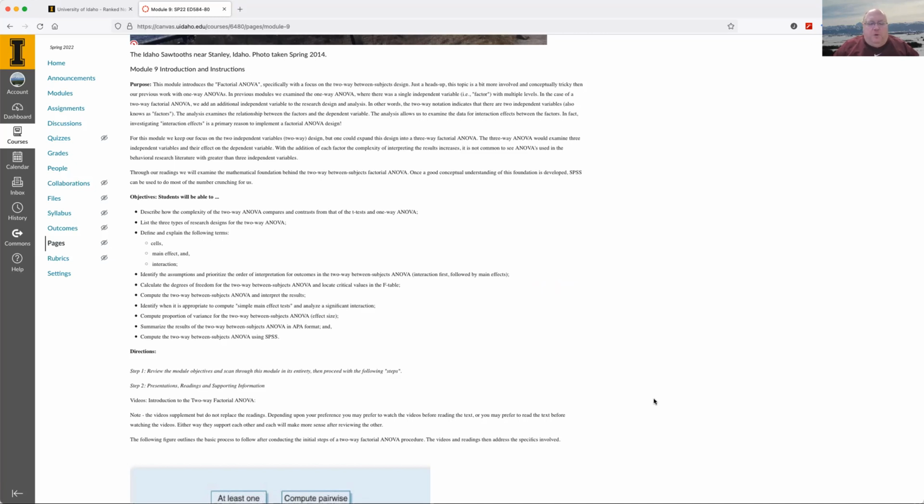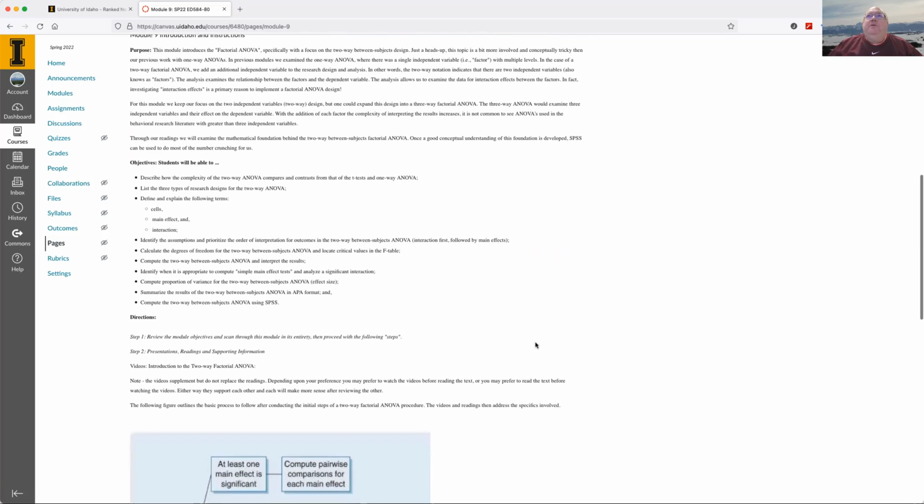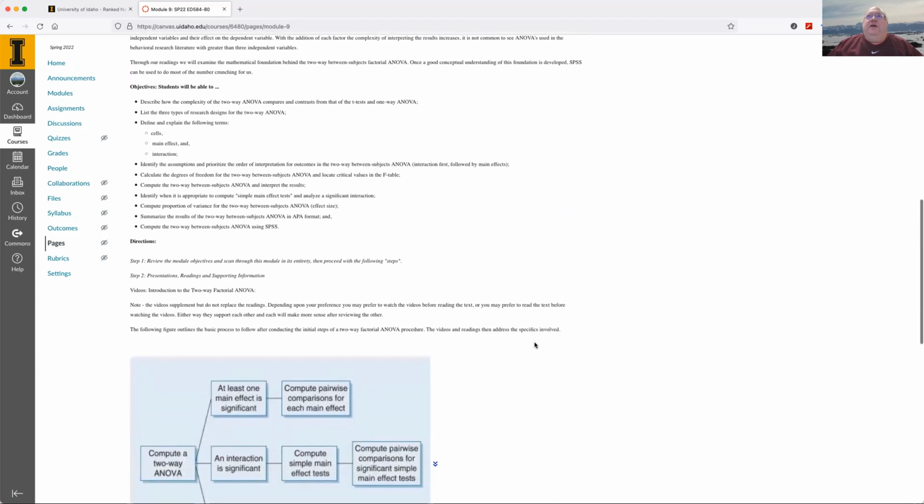Through our readings, we will examine the mathematical foundation behind the two-way between subjects factorial ANOVA. Once a good conceptual understanding of this foundation is developed, SPSS can be used to do most of the number crunching for us. So let's go in and look at the assignments and the directions, and start off, review the objectives and look through what we're asking for this module.